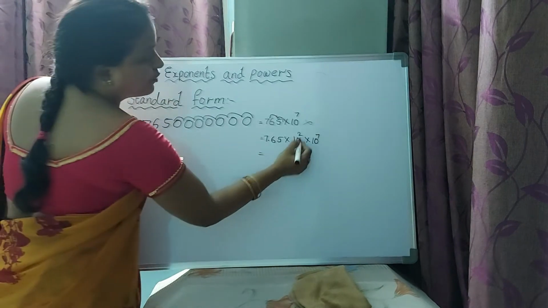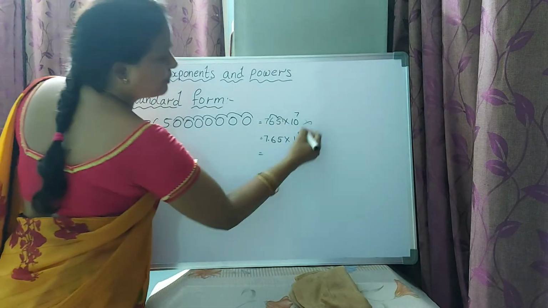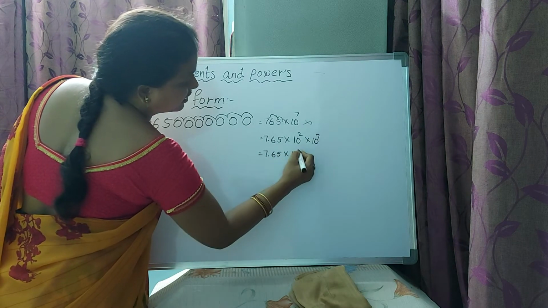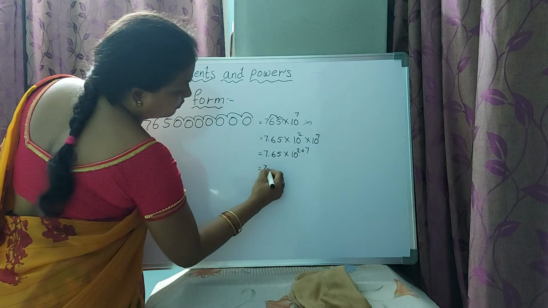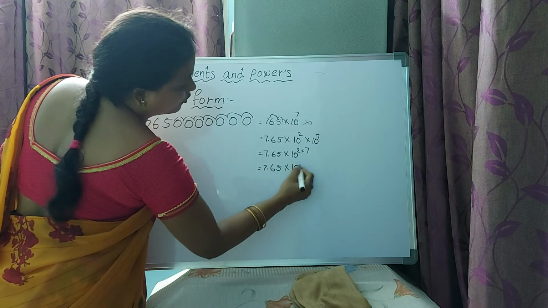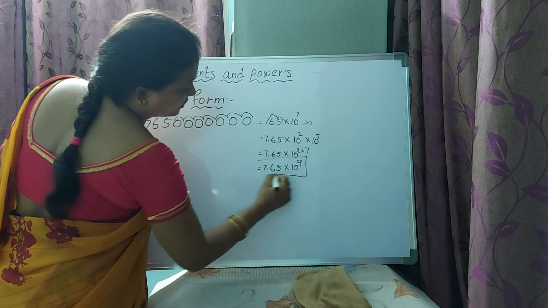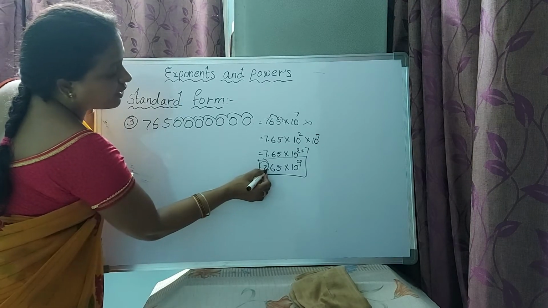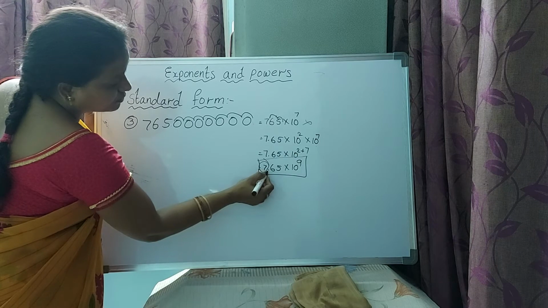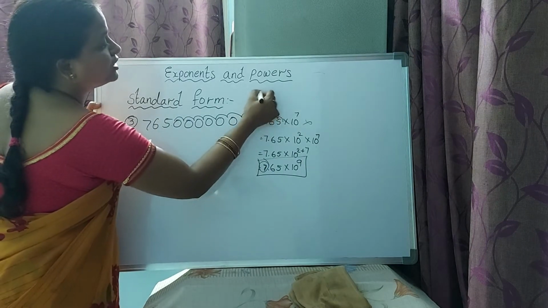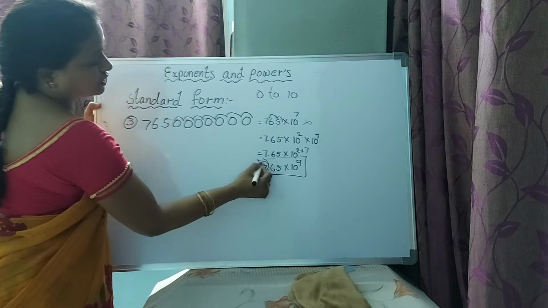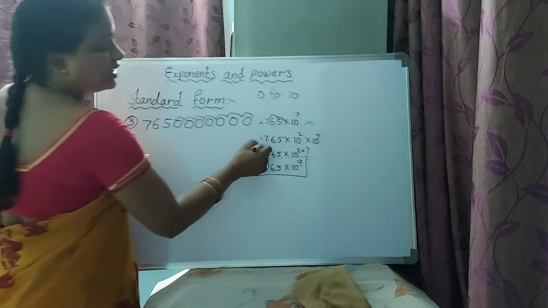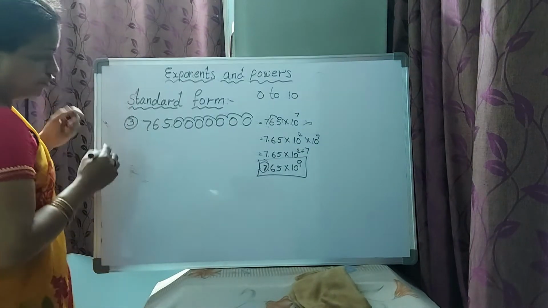See here, a power m times a power n is a power m plus n. So 7.65 into 10 to the power of 2 plus 7. So 7.65 into 10 to the power of 9. This is the standard form. See here, if you observe this one, before the point, the number should be between 0 to 10. That is 7.65 into 10 to the power of 9 is the standard form. This is not the standard form. Okay, one more example we will see.